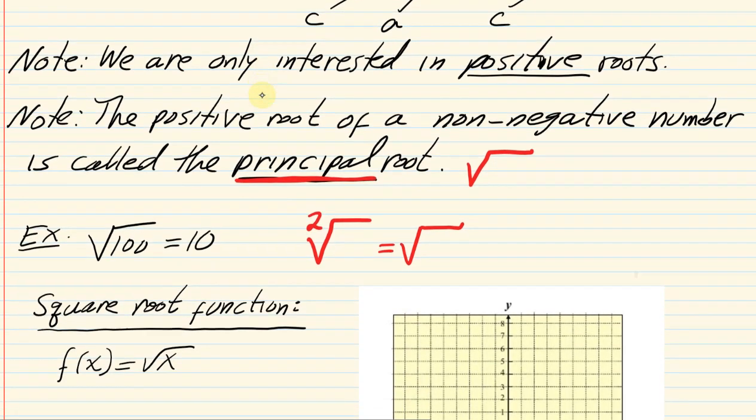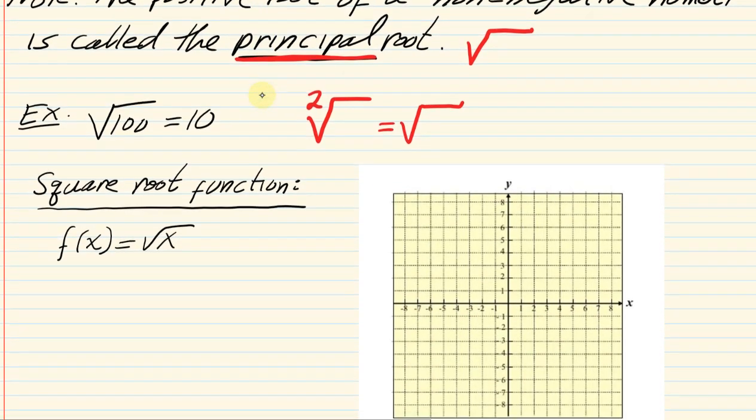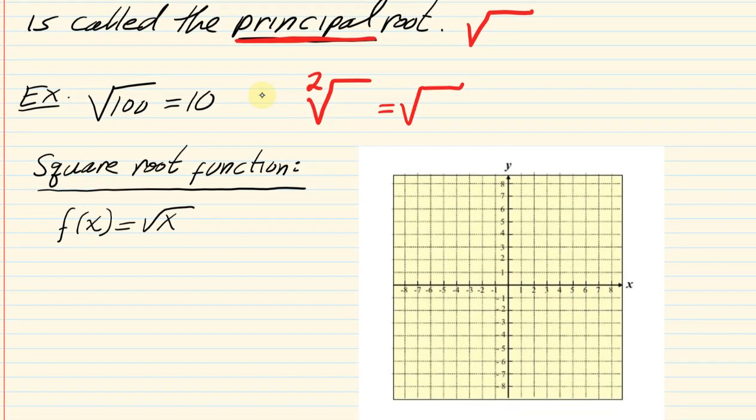Now, let's take a look at the square root function. A square root function looks like this expression: f of x is equal to square root of x. That's called the square root function. Now let's plot some points and actually graph this. Remember, f of x and y are the same thing when it comes to graphing. But before I actually do this, let's take a look at another example.